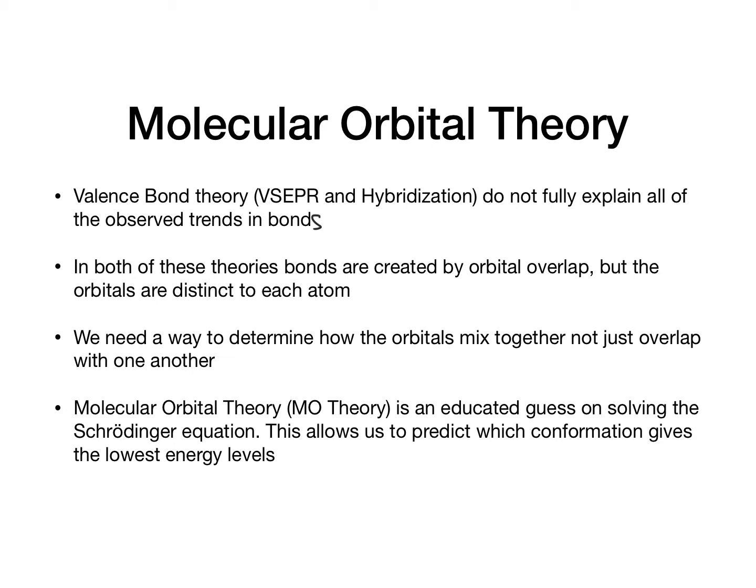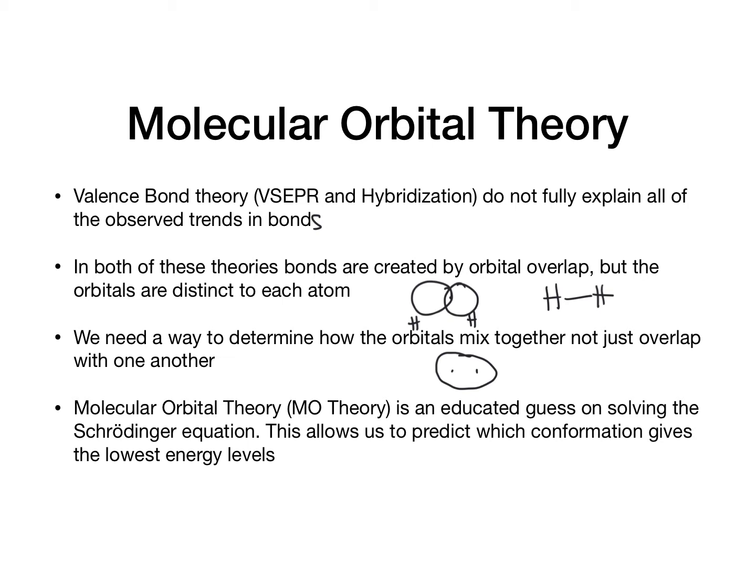In both of these theories, bonds are created by orbital overlap. If we think about hydrogen, we predict it looks like this, or you could draw a structure that looks like this. But the real question is, this idea of orbital overlap says that the orbitals are still distinct per atom. Realistically, what we actually see is our two hydrogens living under a large cloud that isn't just two distinct circles overlapped. So how can we think about how these orbitals mix together or combine?